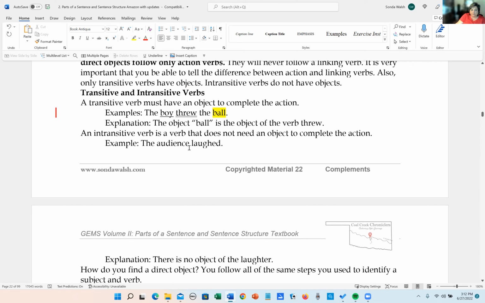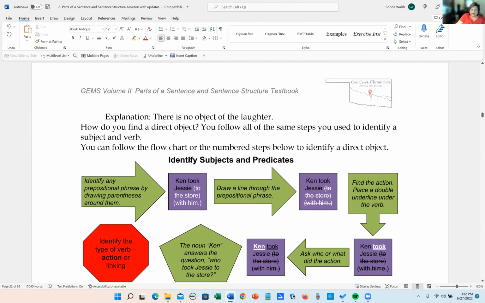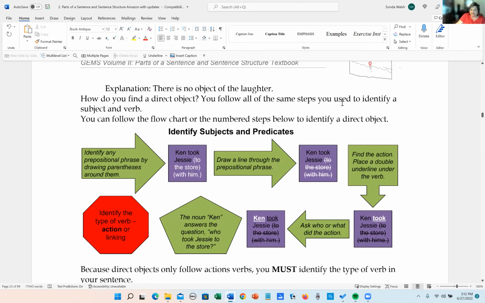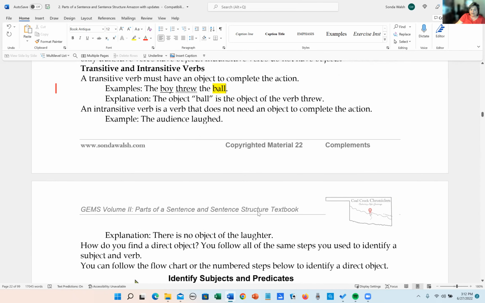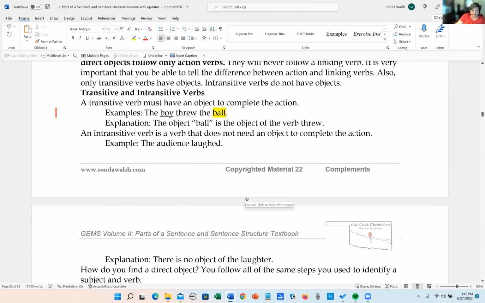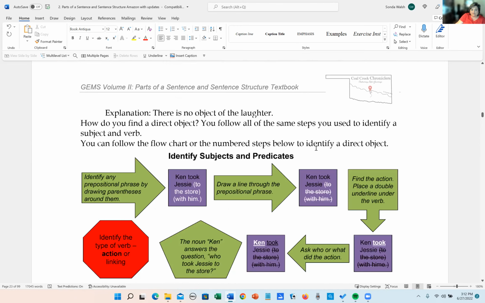For an intransitive verb, you don't have to have an object. For example, the audience laughed. There is nothing that needs to be completed. And this is not a make-it-or-break-it kind of thing. But what's important is there are two types of verbs, transitive and intransitive, and we're looking for transitive verbs. The way that you know that is you can either look it up in the dictionary or see if it has an object.